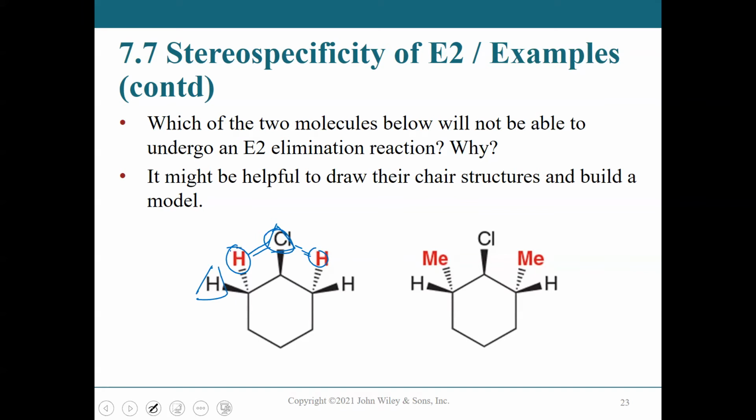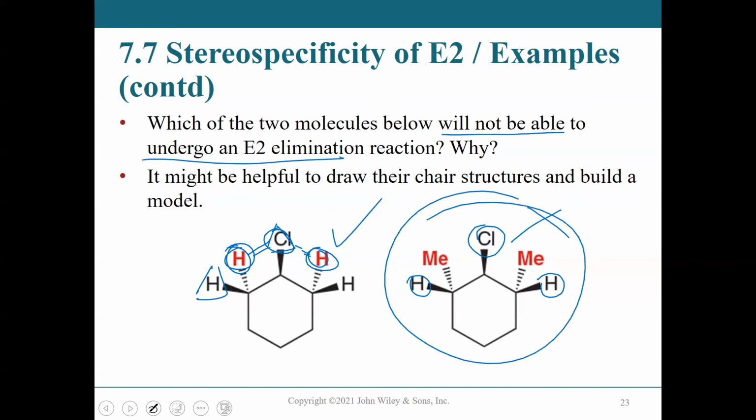So can I do elimination with the red hydrogens? Yes, you can do it. What about here? The chlorine is cis with respect to the beta hydrogens, so here I cannot do elimination. So which of the two molecules will not be able to undergo an E2 elimination? This one will not be able. Why? Because the beta hydrogens and the leaving group are cis to each other.